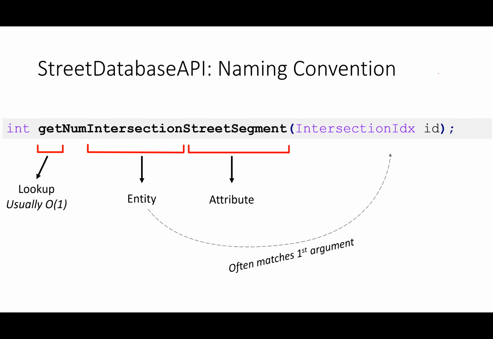Okay, so let me give you a little more information on how to remember these function names. And you won't remember them all. I cannot remember all our function names either, because we made them so long. So I go to the header file all the time. I wrote the comments in the header file so that when I forget, I can go read them. But our convention is this. This function starts with get, which means it's a lookup.